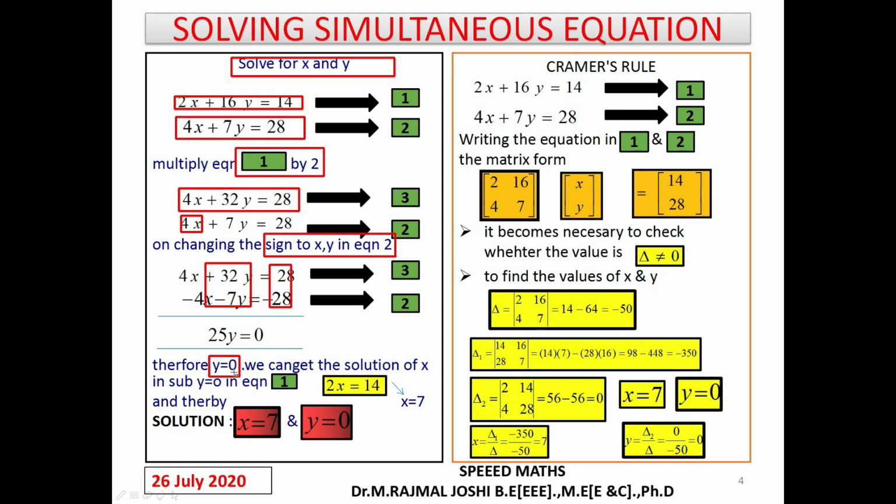Once you know the y solution, we can substitute this y in any one of the original equations 1 and 2. So when I substitute y equal to 0, we'll get 2x is equal to 14. So from this x is equal to 14 by 2, so x is equal to 7. The final solution, we always have to write with the x solution followed by the y solution. So the answer is 7, 0.